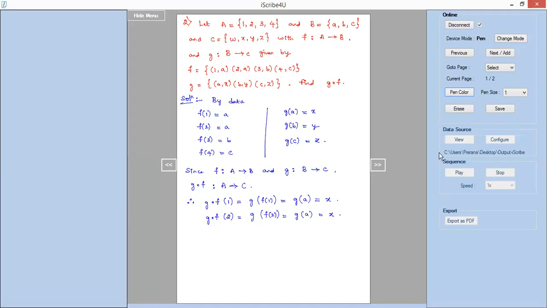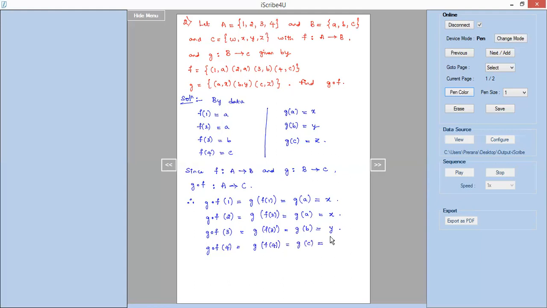Next, third one, g composition f of 3. So this is g of f of 3. f of 3 is b by data and g of b is y by data. So we have g of b. g of b is y from the given data. And finally, g composition f of 4. So g of f of 4, which is one and the same as writing g of c.